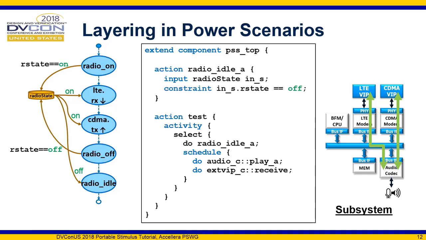I think of it as before the receivers or the transmitters can work on either CDMA or LTE, they must first arrange for power to get to the right state. Before we can run this radio idle action, we need to arrange for the radio to be turned off.